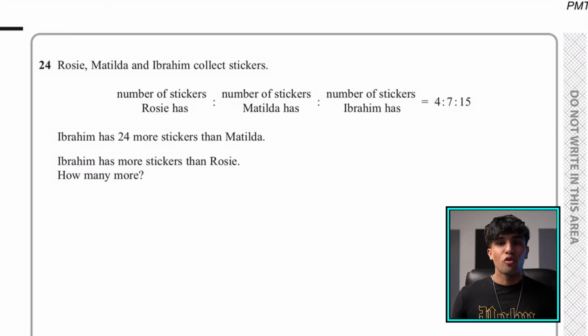In question 24, we're given a ratio, and we're also given some information. Now we need to find out how many more stickers Ibrahim has than Rosie.